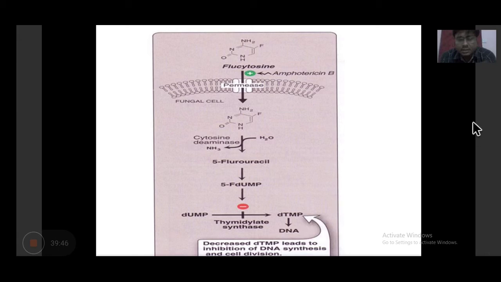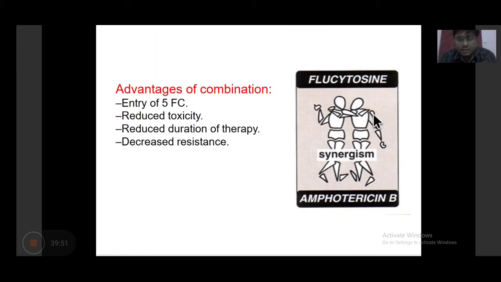So this is the mechanism of action of flucytosine. Very important. Advantage of combination of flucytosine with amphotericin: synergism, because you can see here amphotericin is facilitating the entry of 5-flucytosine. Also, reduction in toxicity of amphotericin. When we use flucytosine, the dose of amphotericin is reduced in treatment of cryptococcal meningitis, so the toxicity is reduced. Also, the duration of therapy is reduced and chances of development of resistance are reduced. So this is the rationale of combination of amphotericin B and flucytosine.